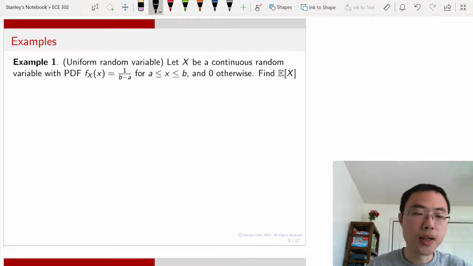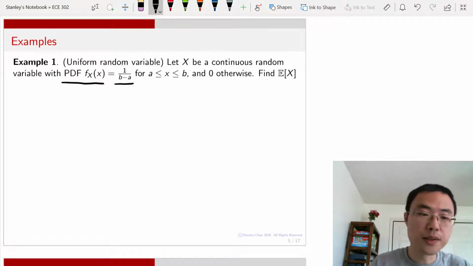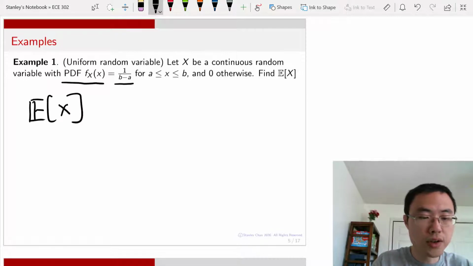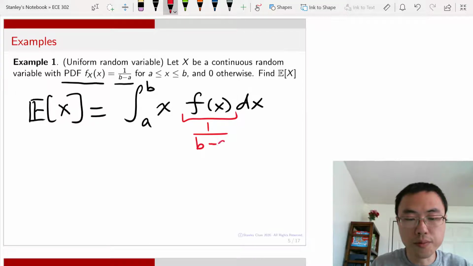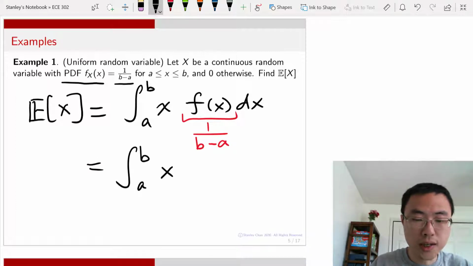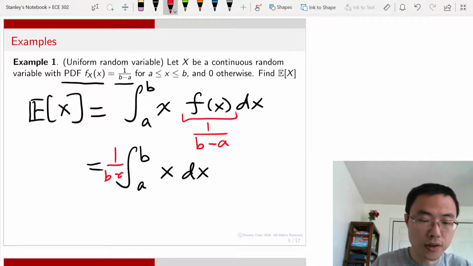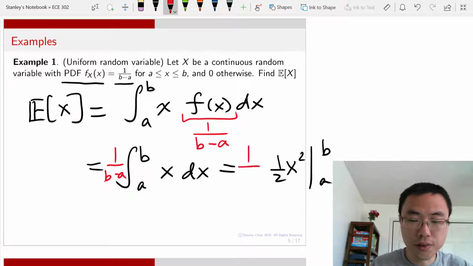So here is the first example. Suppose I have a PDF fx, which is defined as this constant 1 over b minus a for the range x being between a and b, 0 otherwise. We want to find the expectation of x. So the expectation of x, according to our definition, is just the integration of x fx dx, with x going from a to b. Now, what is this fx? In our case, it would just be 1 over b minus a, okay? And so that will give me this integration from a to b of x dx, and this 1 over b minus a is a constant, so we can pull it out. And then I can do this integration. This integration will give me x squared divided by 2, evaluated from a to b, and then I also have 1 over b minus a.